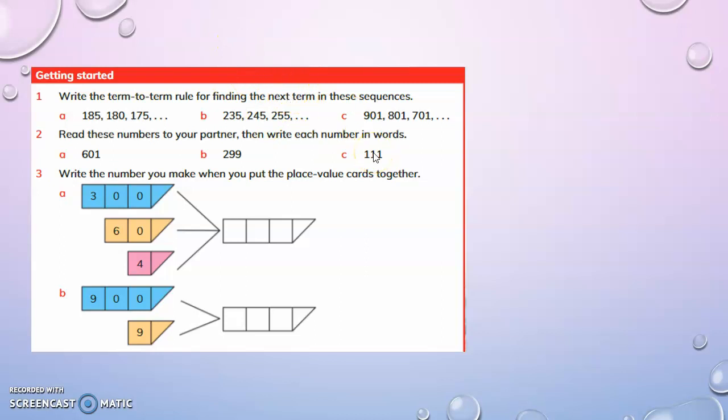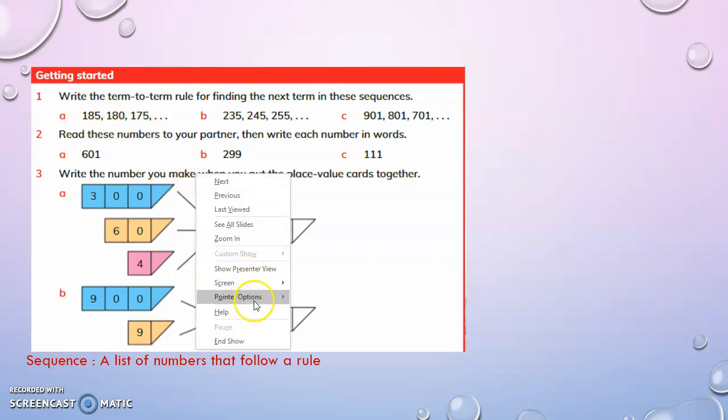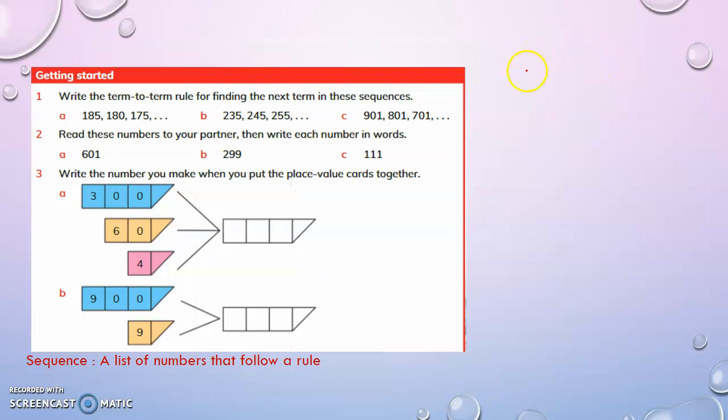So first we need to know what are sequences. A sequence is a list of numbers that follow a rule. So here you can see it is a list of numbers and you have to find what is the rule that they follow. So let us see if we can find any rule. For that, let us first write the numbers that are given: 185, 180, 175. So what do you mean by a term?